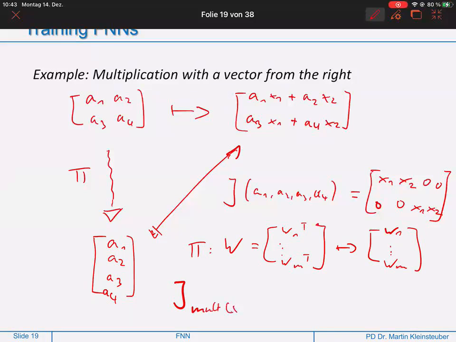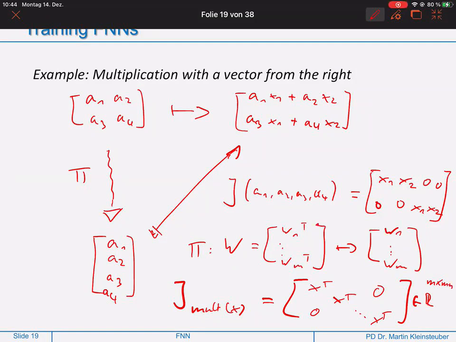multiplication with a vector x is given by x transpose, x transpose, x transpose, and here 0. So it has such a kind of diagonal structure, and this vector with which I want to multiply just lies on the diagonals. And this is a matrix in R^(m times m by n). I mean, it's not complicated, it's just a bit unusual, let's say.